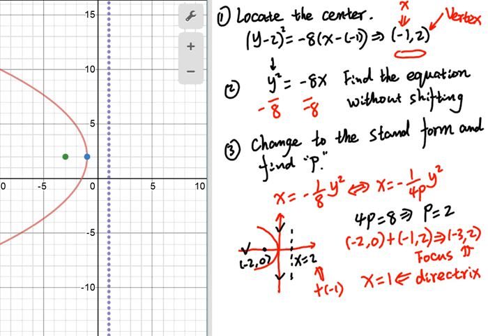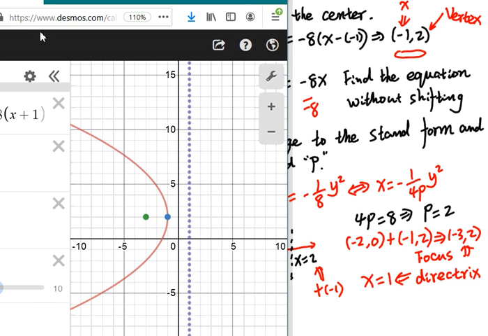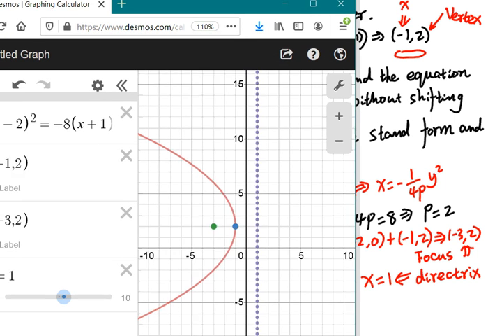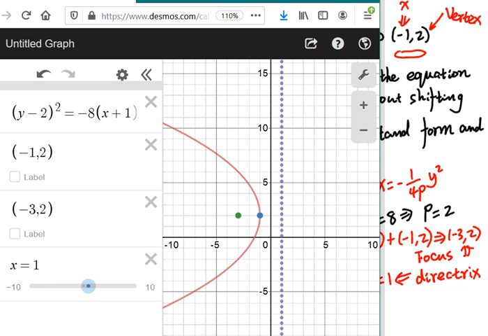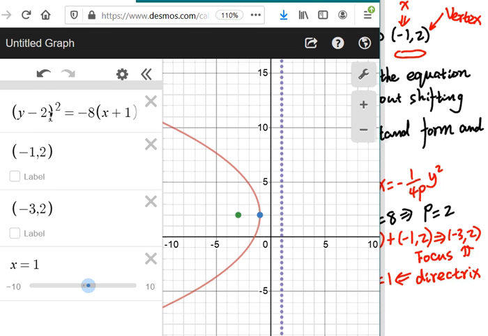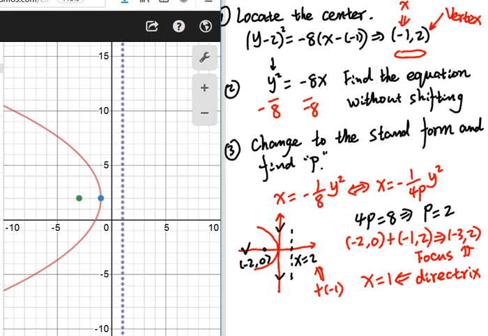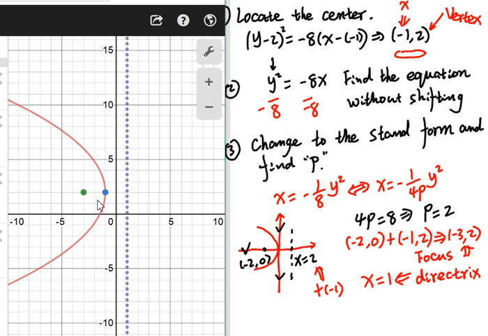If you use the website decimal.com here, you input this function, y minus 2 squared equals negative 8 times quantity x plus 1, and you will get this picture. And you can see here the vertex is negative 1, 2, right here. The directrix here is x equals 1. That's what we get here, the dotted line for this one.